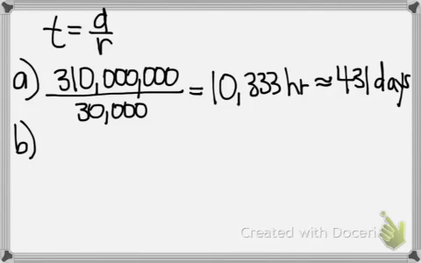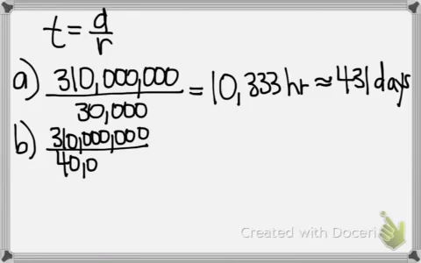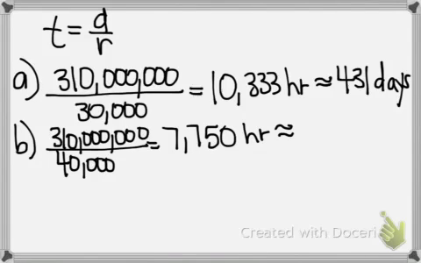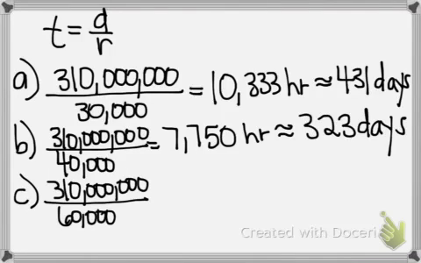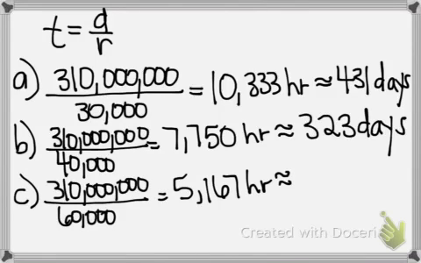For B, we'll use the same distance and divide by 40,000. About 7,750 hours, which is about 323 days. C, distance over rate will simplify to 5,167 hours, which is about 215 days.